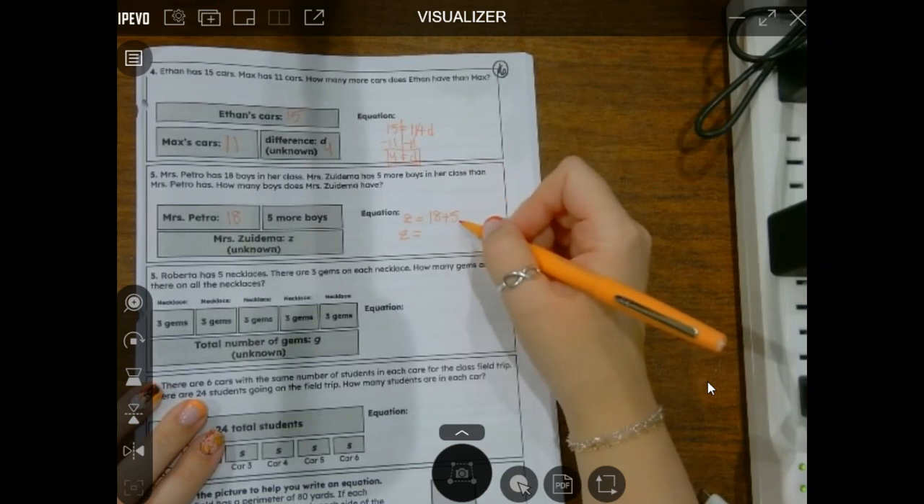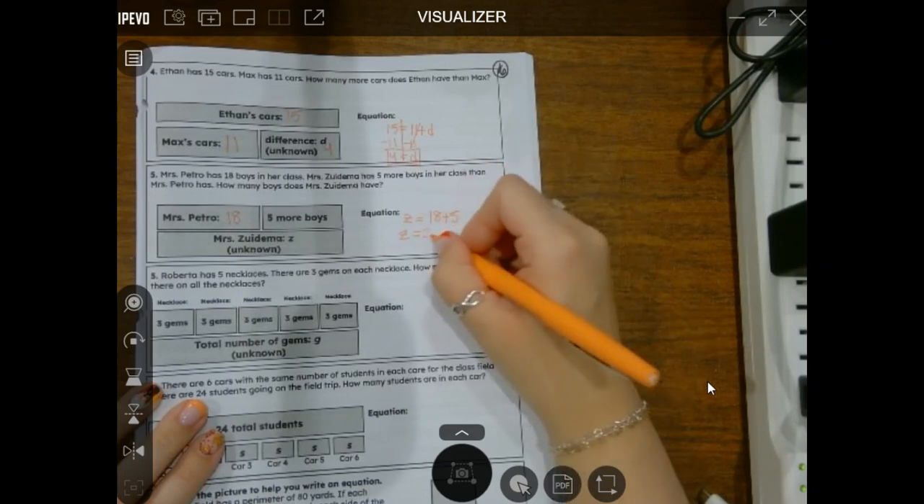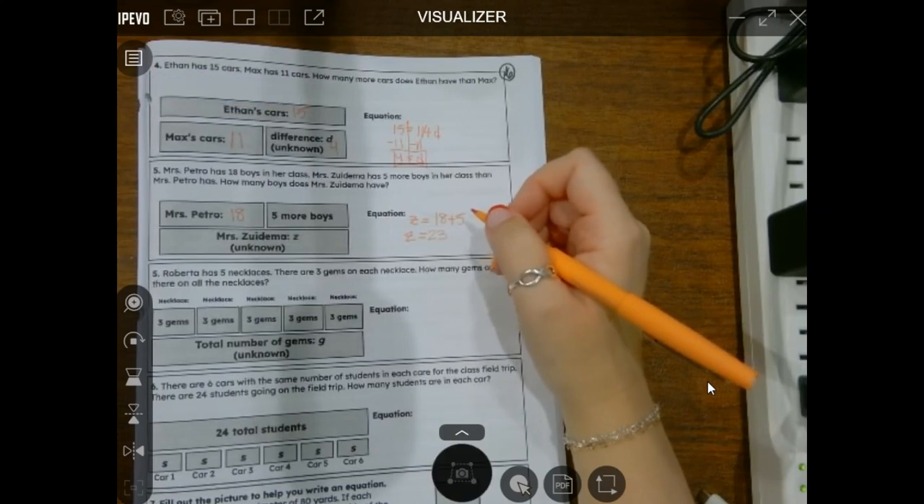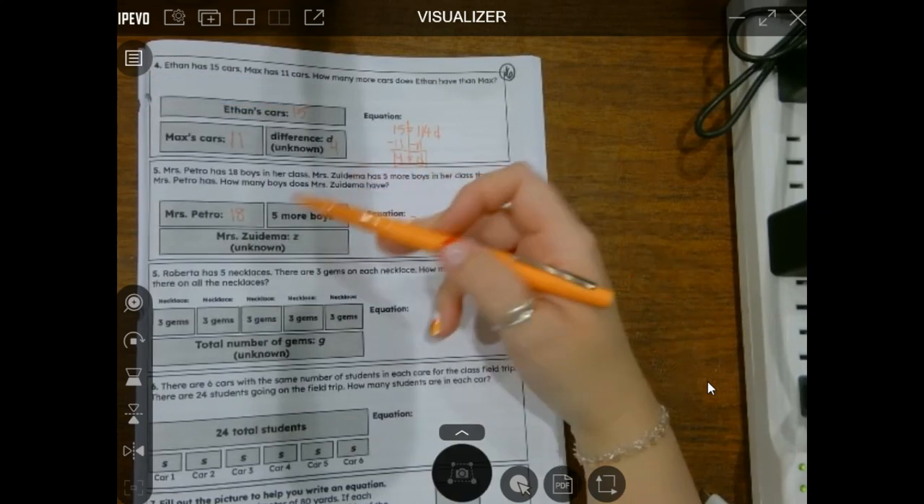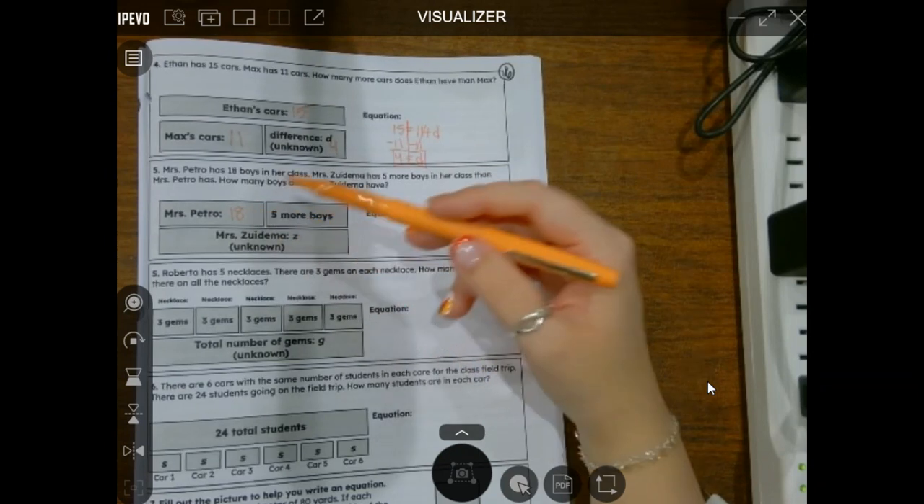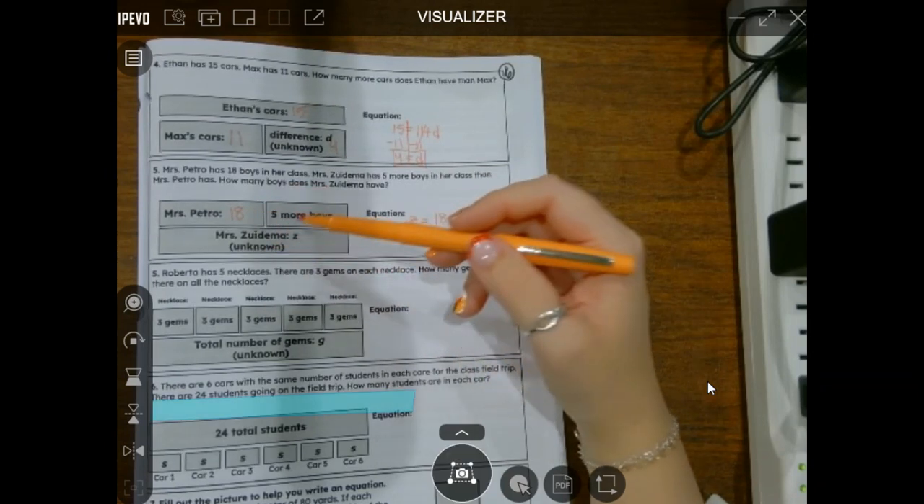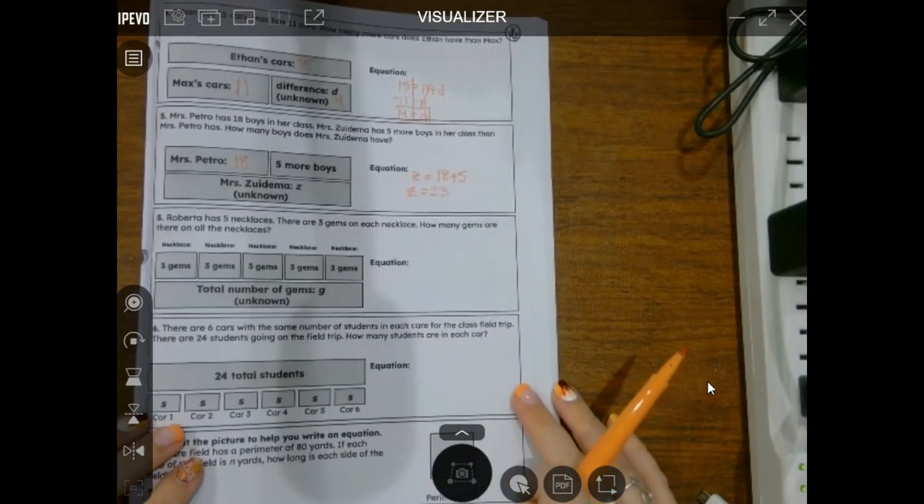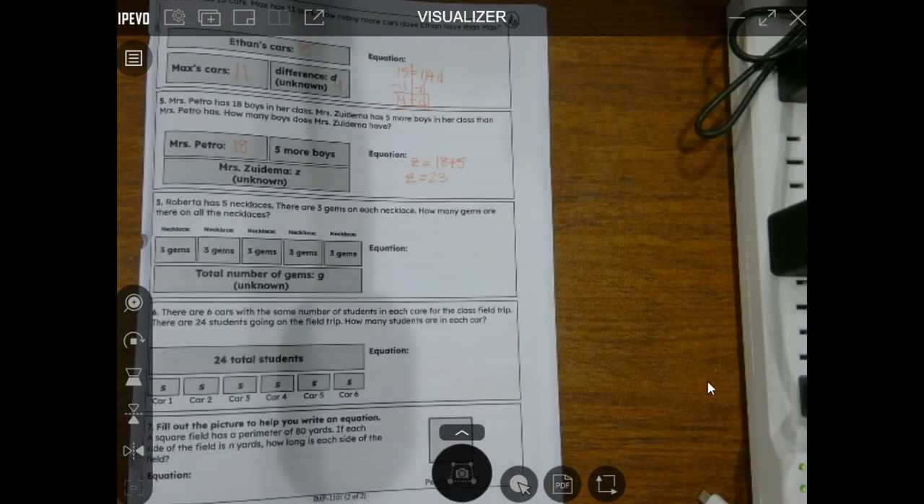What's 18 plus 5? Yeah, 23. So then that means that Mrs. Zuderman has 23 boys in her class, which makes sense because 23 is 5 more than 18, which is how much Mrs. Petra has. And they said Zuderman has 5 more than Mrs. Petra. Okay, always logic through that your answer you get makes sense instead of just accepting it and moving on.